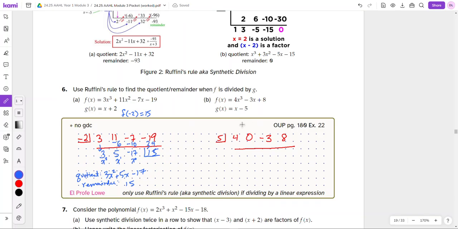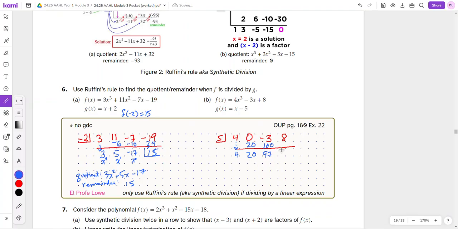If I look to part B, or question 6B, I have, once again, the 4, 0, -3, and 8, because I have to keep everything in order. No x squared term, I still need to keep the 0. Bring down the 4. So I have a 4, 5 times 4, that's going to be 20. Add, that's going to be 20. 5 times 20, that's going to be 100. Add, that's going to be 97.